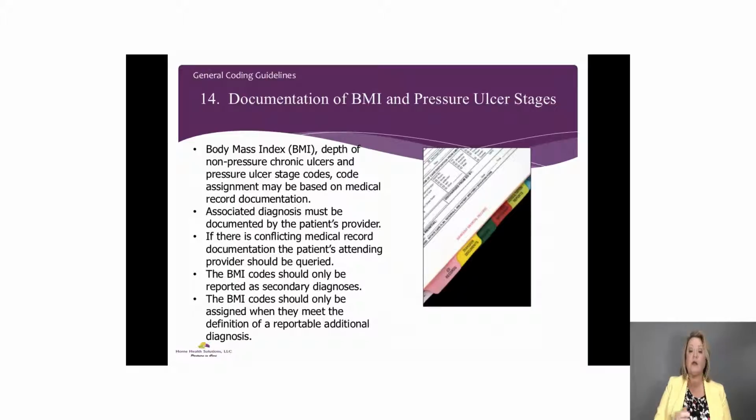The BMI codes only need to be secondary codes. They don't need to be primary, and should only be assigned when they meet the definition of a reportable additional diagnosis. If the patient has a normal BMI, there's no reason to put it on every chart.